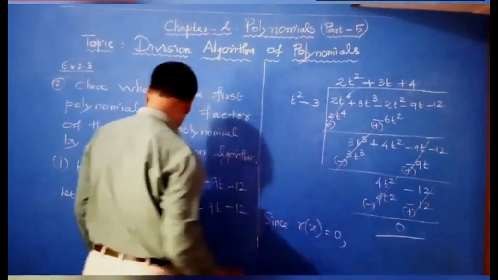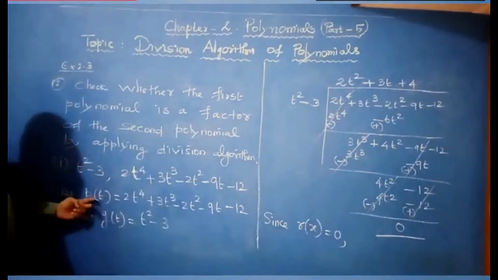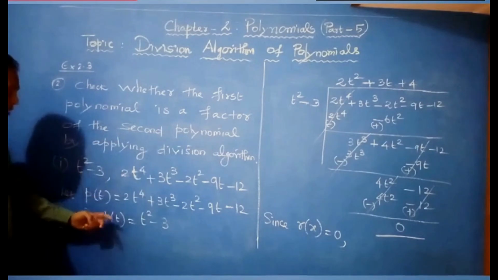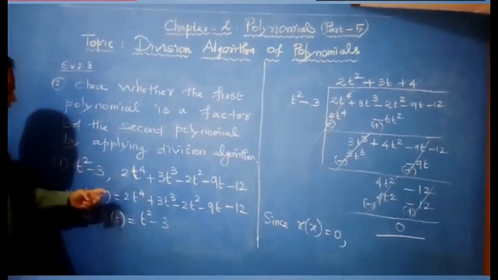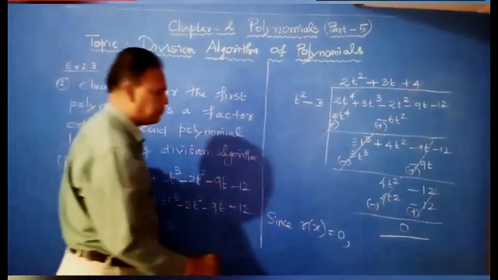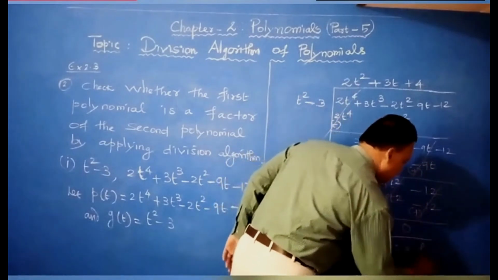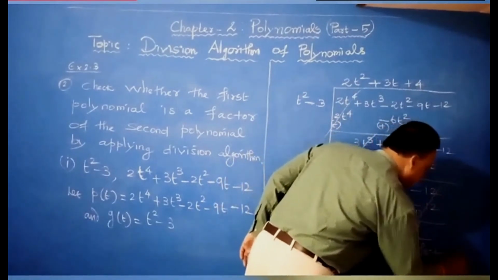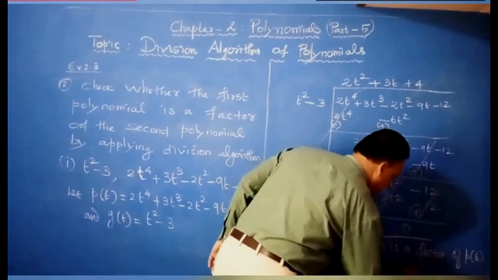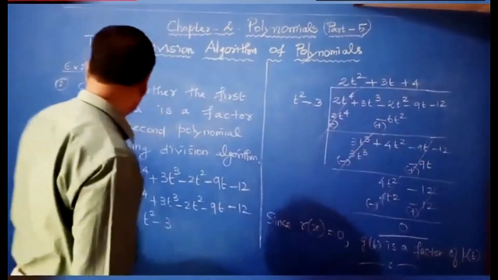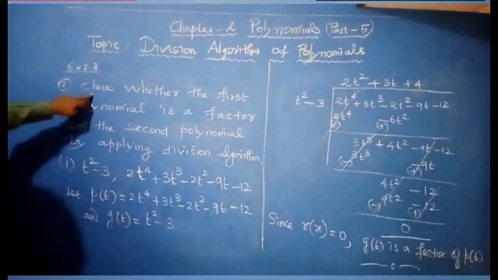T squared minus 3 is what? G of t. G of t is a factor of p of t. Already I gave it in the formula. If r of x equal to 0, then what will happen? G of t is a factor of p of t. That is the only question asked. Check whether it is a factor or not. Yes, it is a factor.